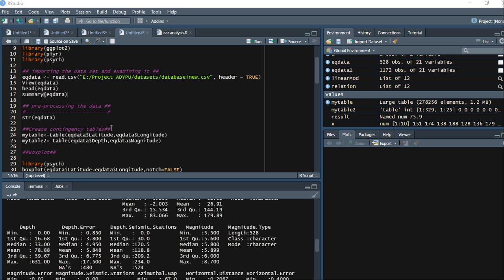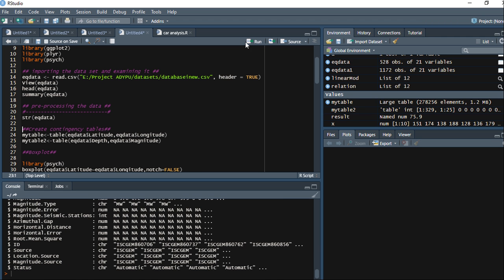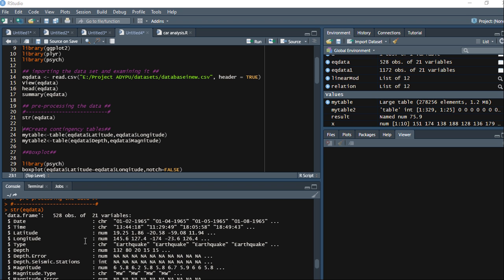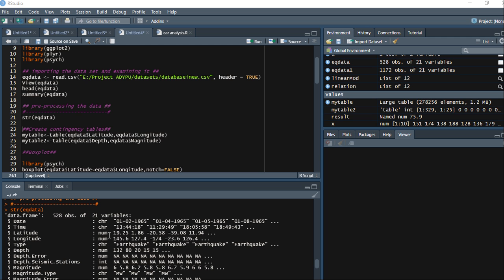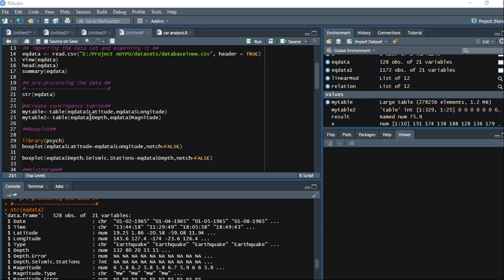Next is pre-processing the data. I have used this for pre-processing the data. What the str function does is compactly display the structure of an arbitrary R object. Let us have a look at that. It basically tells us whether a variable is a character, a number, or a factor. Let's move on. I have created a table of latitude and longitude, and again I have created a table, named table 2, for depth and magnitude.